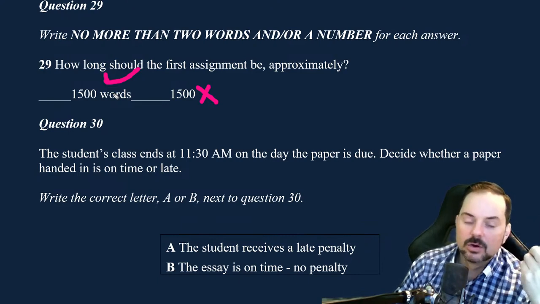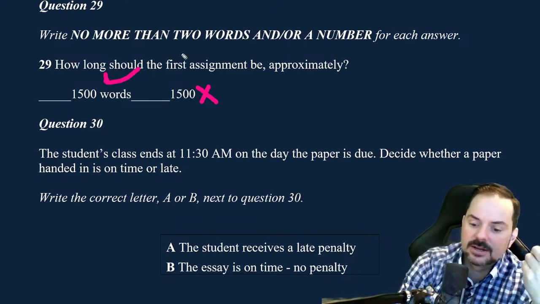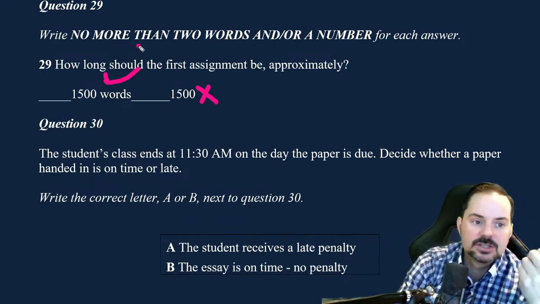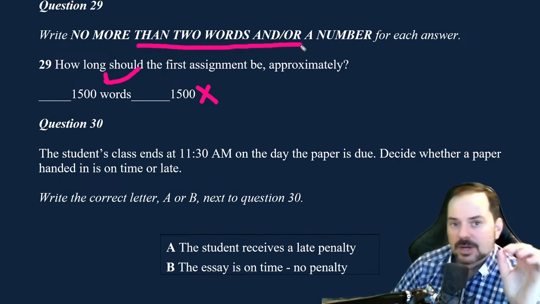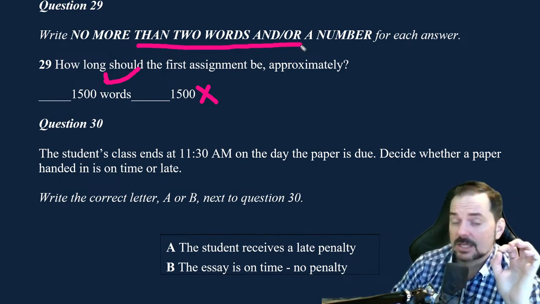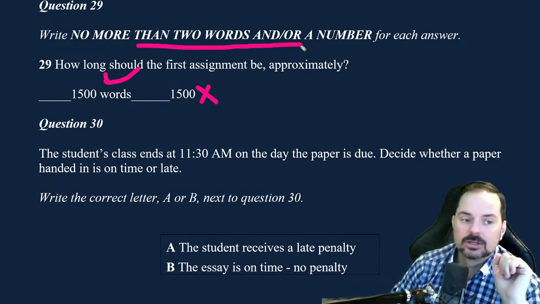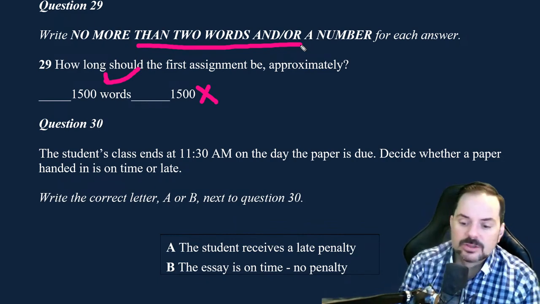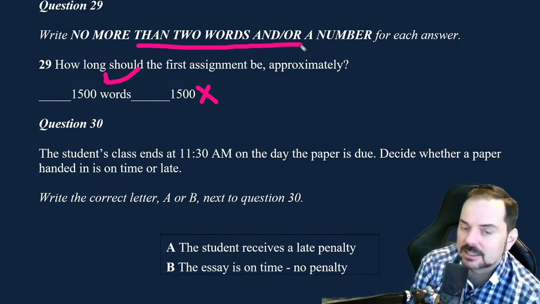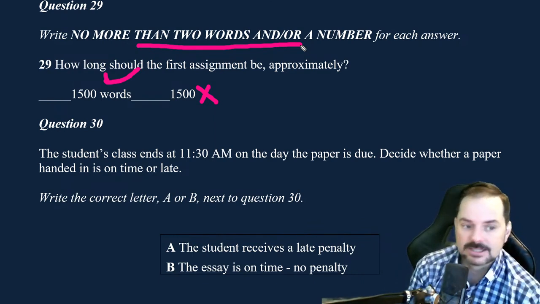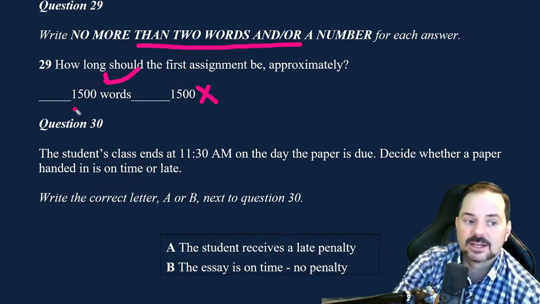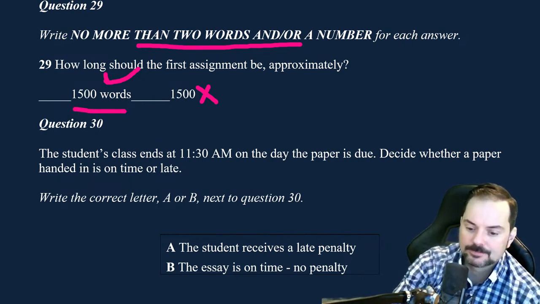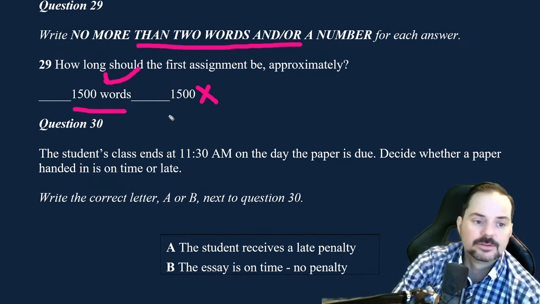Okay? So it has to make sense. And then Har says, yes, the instructions here say no more than 2 words. So this is what I mean by if the answer seems too easy, just take a second look. Make sure that you have enough detail that it makes sense. In this case, it's 1,500 words. Okay? All right? 1,500 is no good.